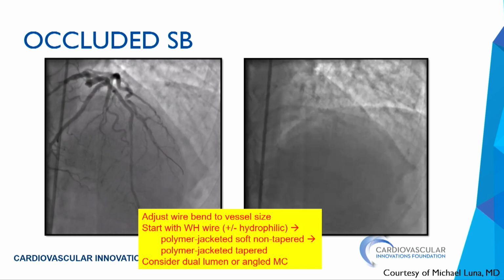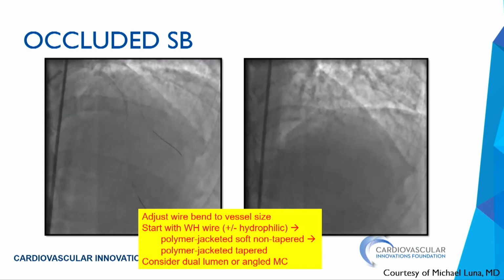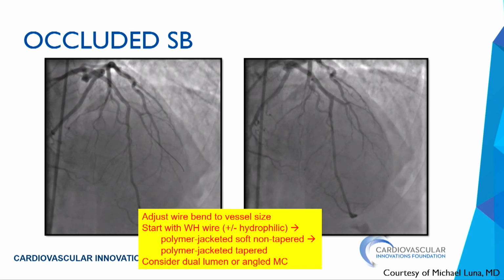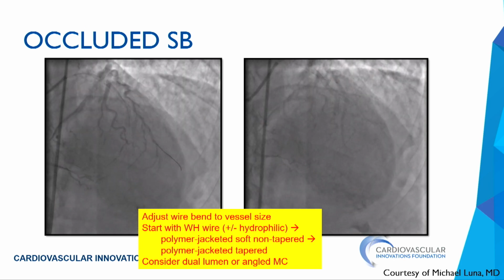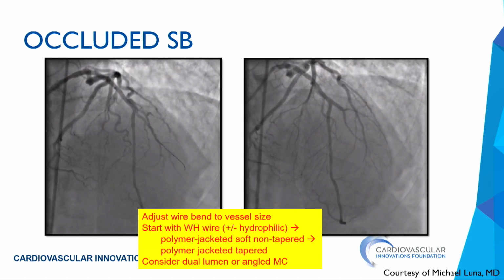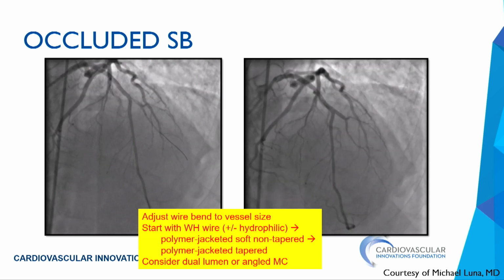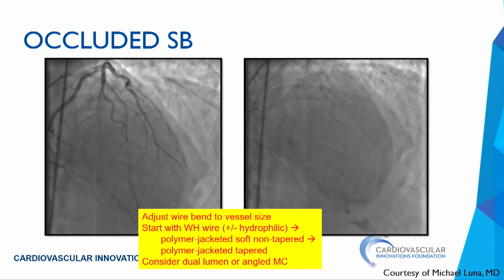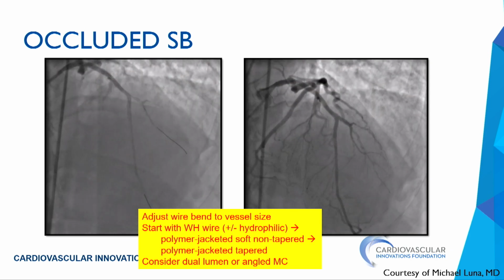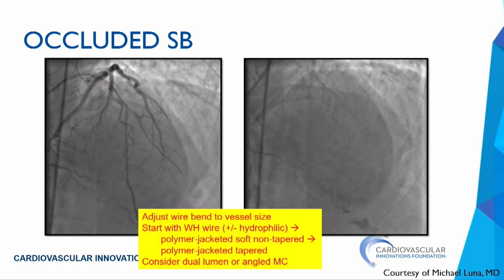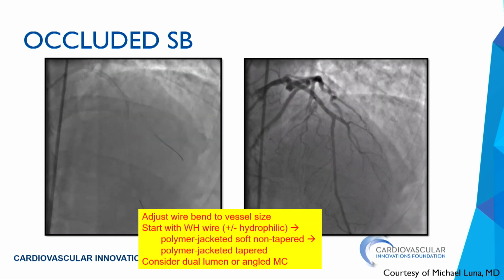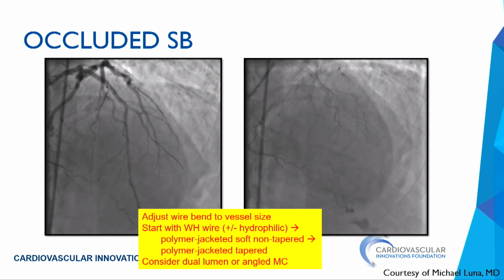We wired the diagonal vessel. This was just a workhorse wire. We start off typically with workhorse wires and then move on to a little bit more aggressive wires. The majority of the time workhorse wires work just fine. And then polymer-jacketed soft non-tapered wires would be my next choice, like a Fielder FC. The side branch in this particular case was wired, and again, same thing here, a reverse mini crush technique was performed with excellent angiographic result.